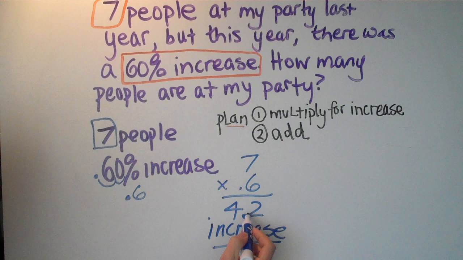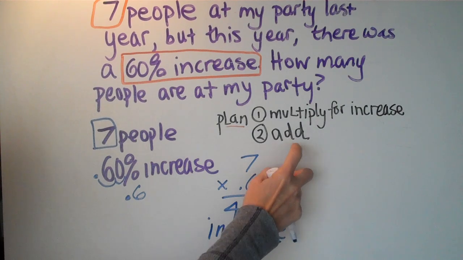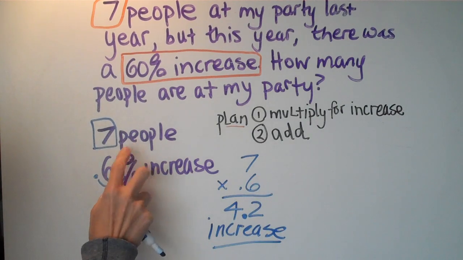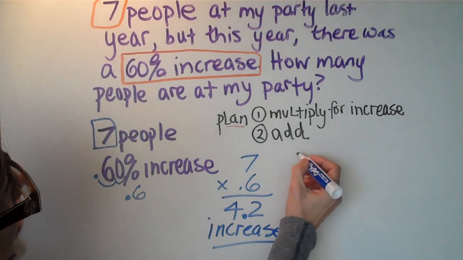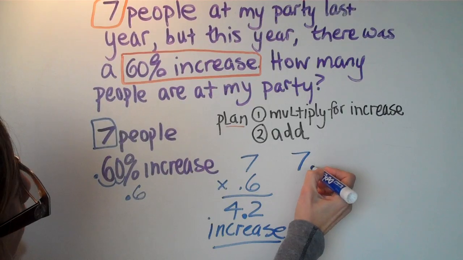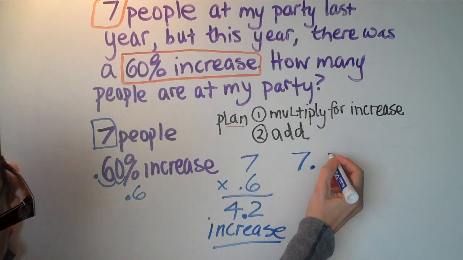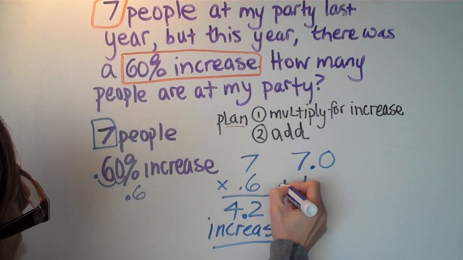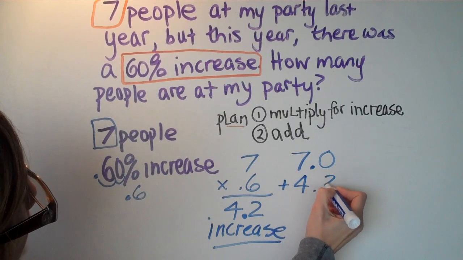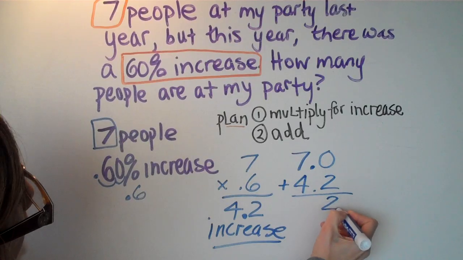Well, we're now going to add 4.2 to the original price. So not the price, the original amount, sorry, which is 7, right? We had 7 people. We had 4.2 increased compared to 7. So we have 7. And if there was a decimal there, it would be on the right side, right? And plus 4.2. You add it up.